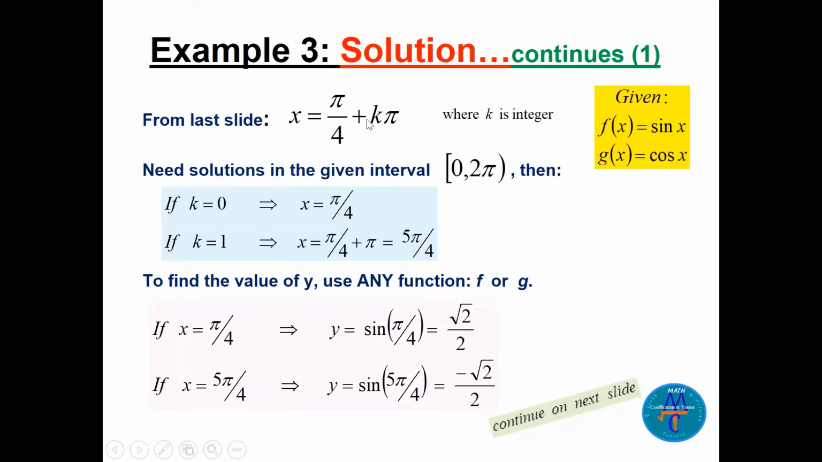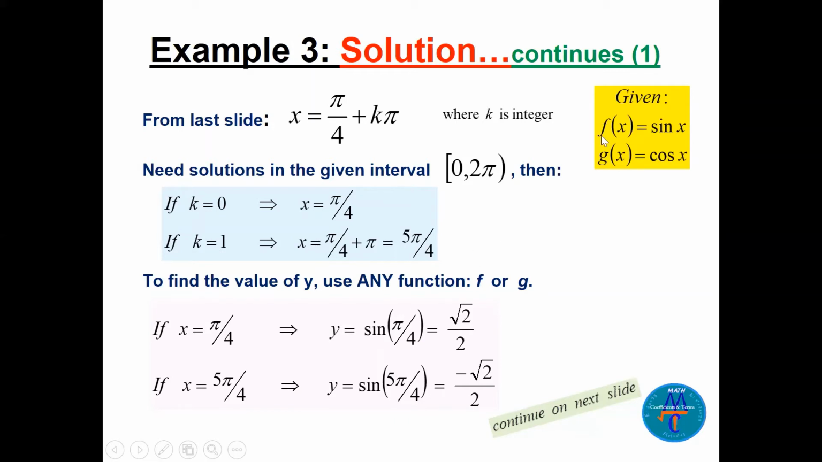If k is 2, it will be pi over 4 plus 2 pi, which is greater than 2 pi. Or if you take k equal to minus 1, it will be negative, also not in this interval. So what are all the values of x in this interval? Only when k is equal to 0 and k is equal to 1. Now, these are the x values. That means 2 points.